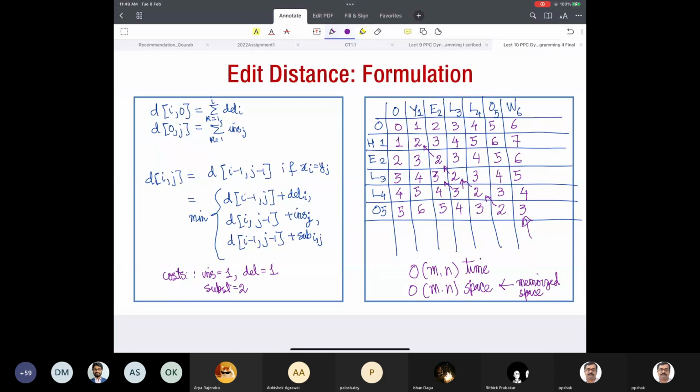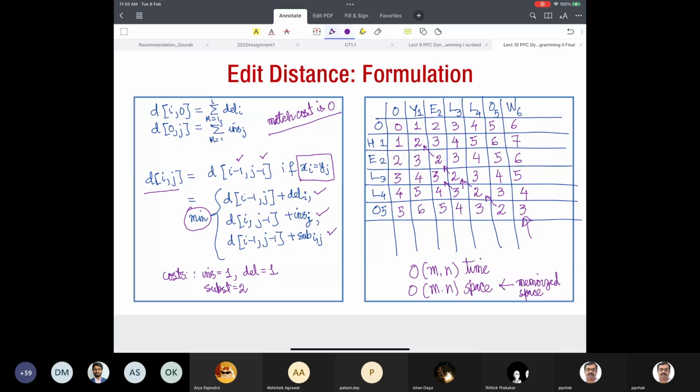But here, since we have insert, delete, and substitute, and we are assuming that match cost is 0, just like in common subsequence, D[i][j] is equal to D[i-1][j-1] if Xi equals Yj. Otherwise, I take D[i-1][j] plus delete cost, D[i][j-1] plus insert cost, and D[i-1][j-1] plus substitution cost, and I take the minimum of them. Once I take the minimum, I get my recursive definition.